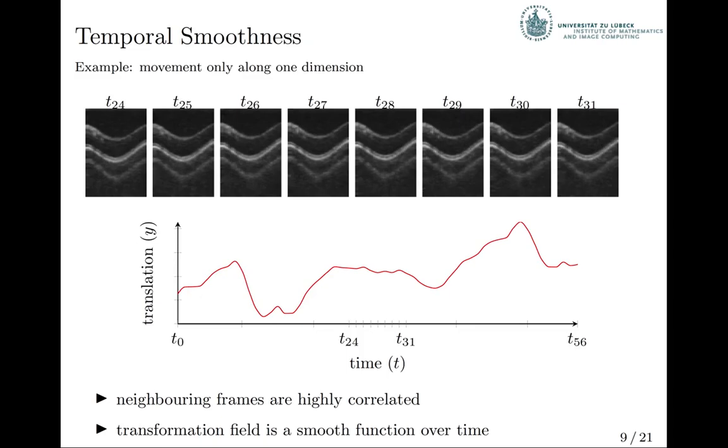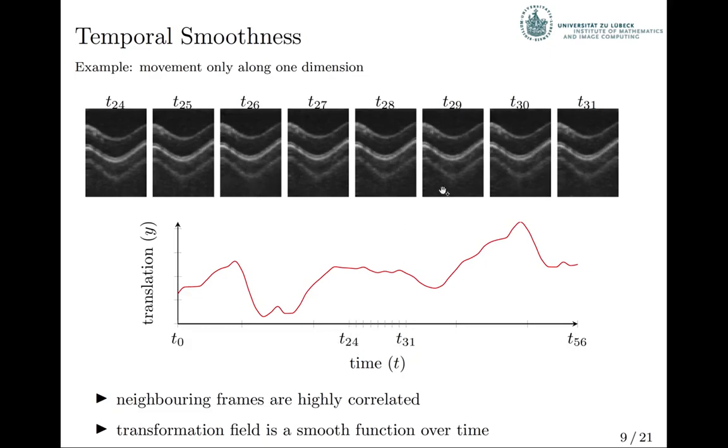Before going further, I want to explain what we mean by temporal smoothness. As we saw earlier with the OCT videos, I'm plotting one of the components of the transformation field over time. You see the translation along the z direction in that video. This translation parameter is smooth over time, and these images correspond to a part of this temporal domain. I'm plotting the images from T24 to T31.